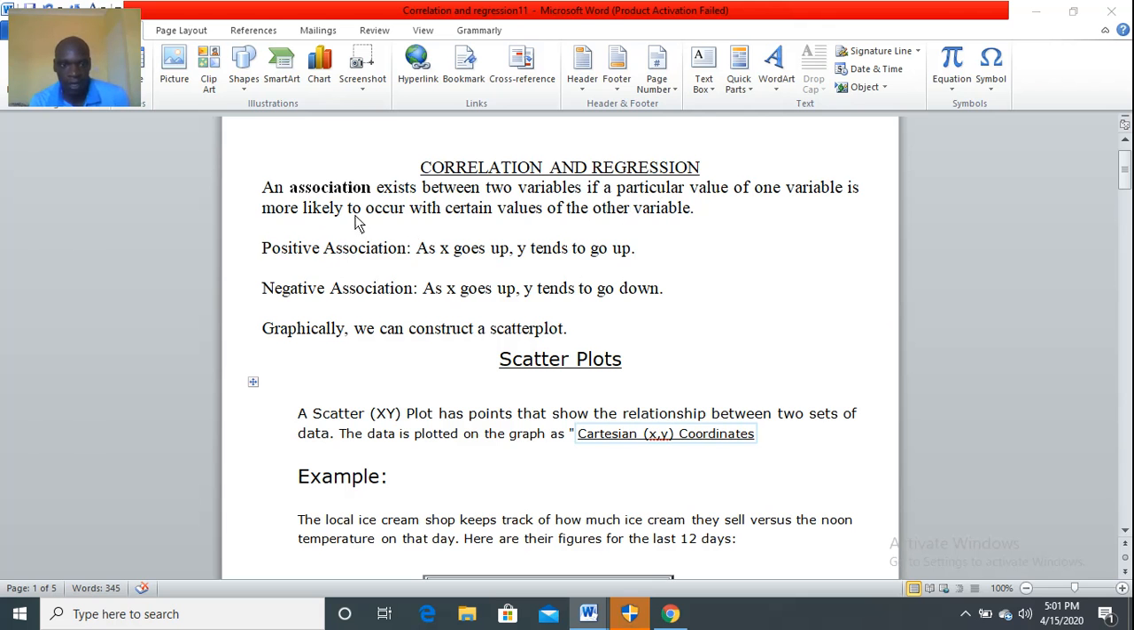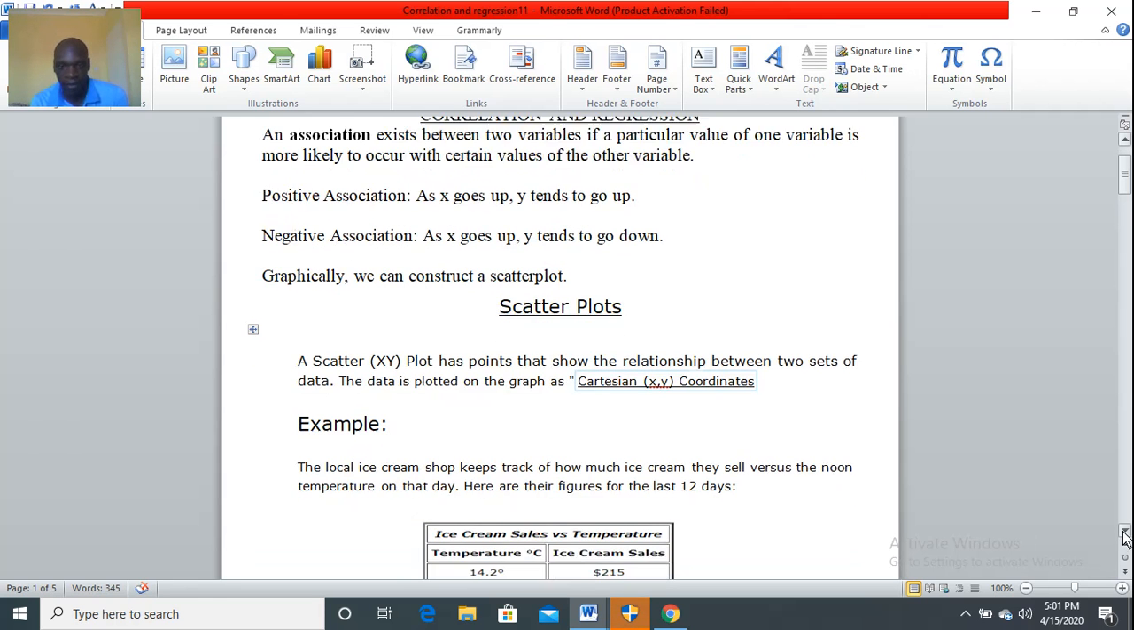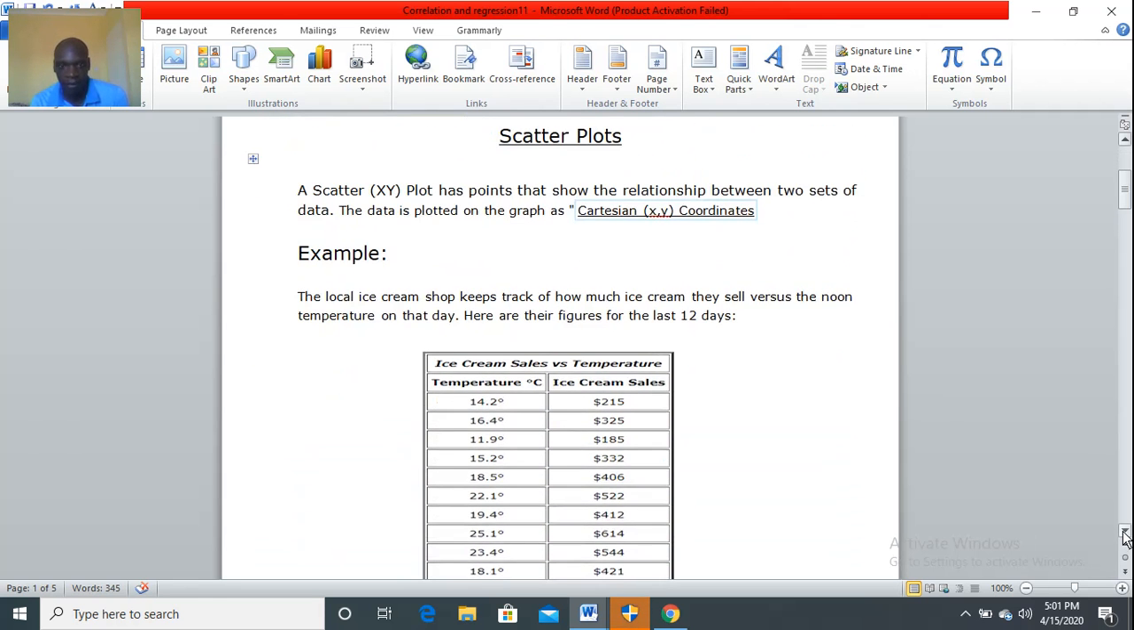The correlation can be positive or negative. Positive means when one is increasing, the other one is increasing. Negative means when one is going up, the other one is going down. The best way to show correlation is through scatter plots. I think you have done something like this before.